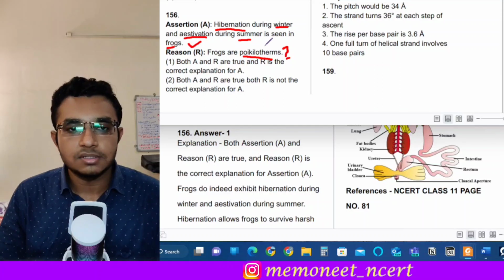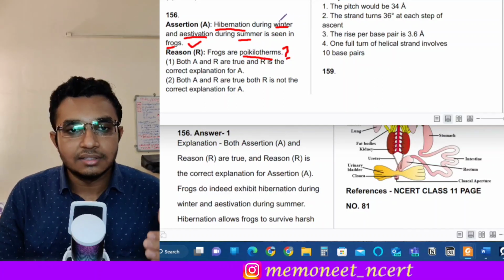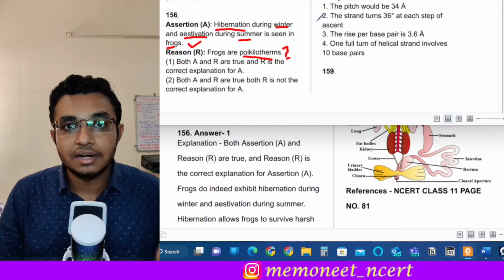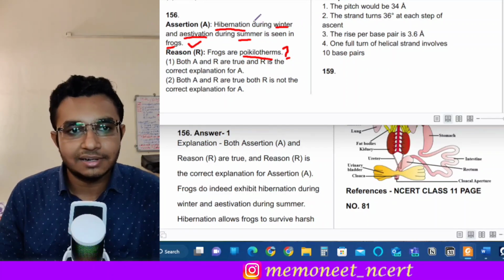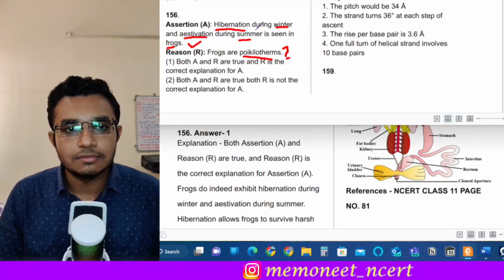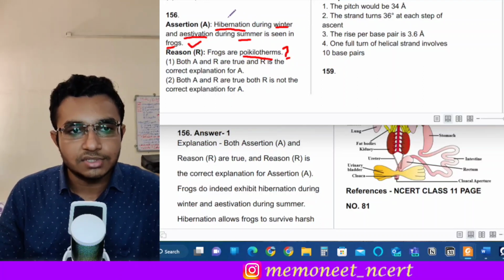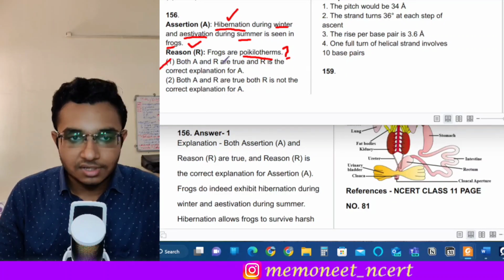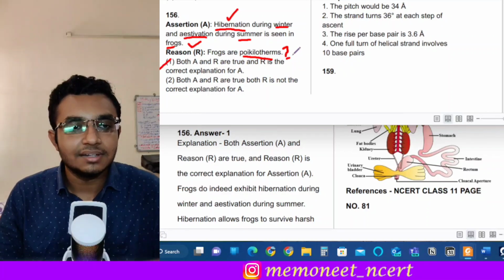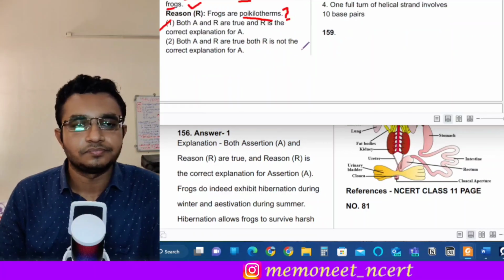Why? Because see, in the winter there are severe conditions. Okay, the weather in winter and also in summer there are severe weather conditions. So to protect themselves, they go into hibernation, which is a deep sleep, and estivation. Okay, so here the answer will be option 1, because both assertion and reason are true, and the reason is the correct explanation for the assertion.